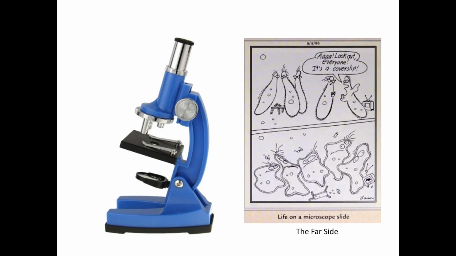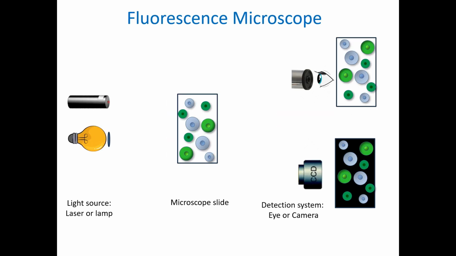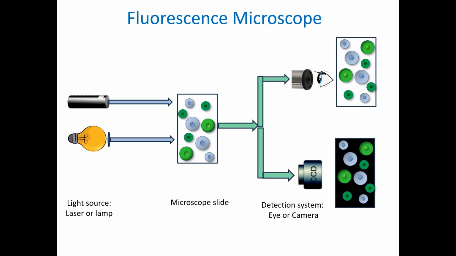Let's start with the light microscope, which I think you're all familiar with. In a light microscope, the light source is a lamp. Our cells, or whatever, are on a microscope slide, and we look at them by eye through the microscope's ocular. In a fluorescent microscope, the light source can be either a laser or a lamp, illuminating the microscope slide with our cells, which are stained with a fluorescent marker. We can either look at the cells by eye, via the microscope oculars, or with a camera, which has the advantage of recording the images for further analysis and quantitation by dedicated software.